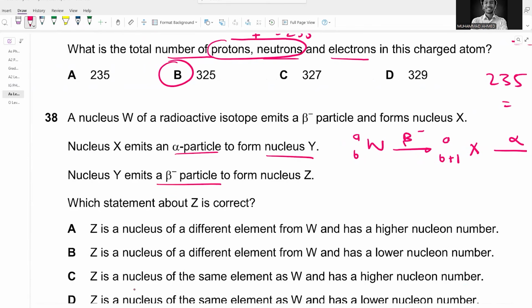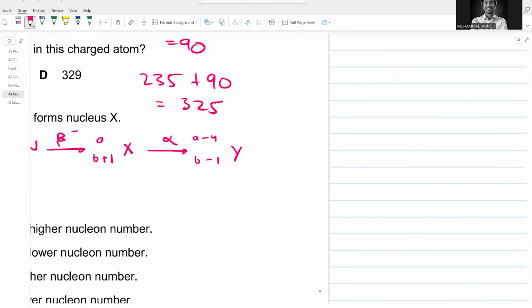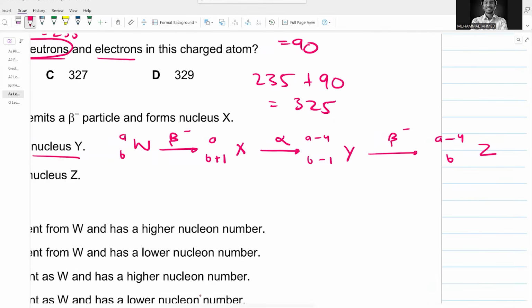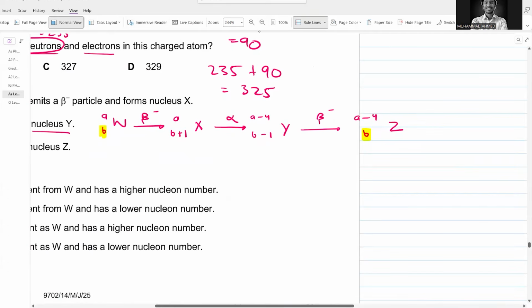Then nucleus Y emits a beta negative particle. So if you are emitting a beta negative particle, what will happen? A-4, this becomes Z. And whenever you are emitting a beta negative particle, proton number gets added by 1. Now, can you realize the proton number on W and the proton number on Z is the same? That means they are isotopes of each other.